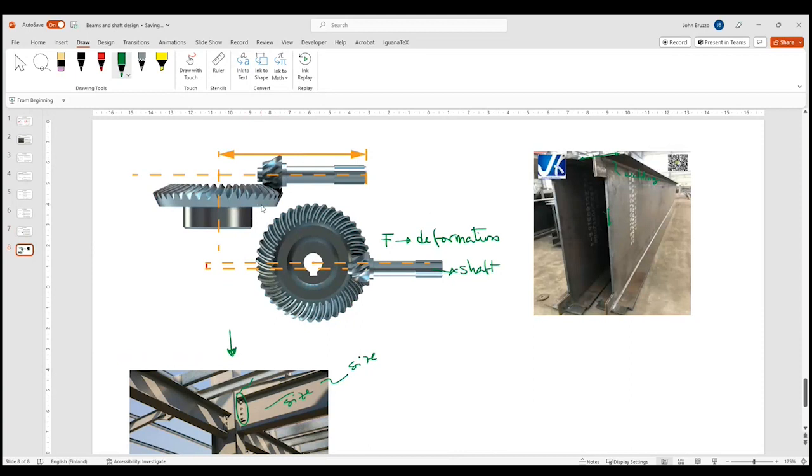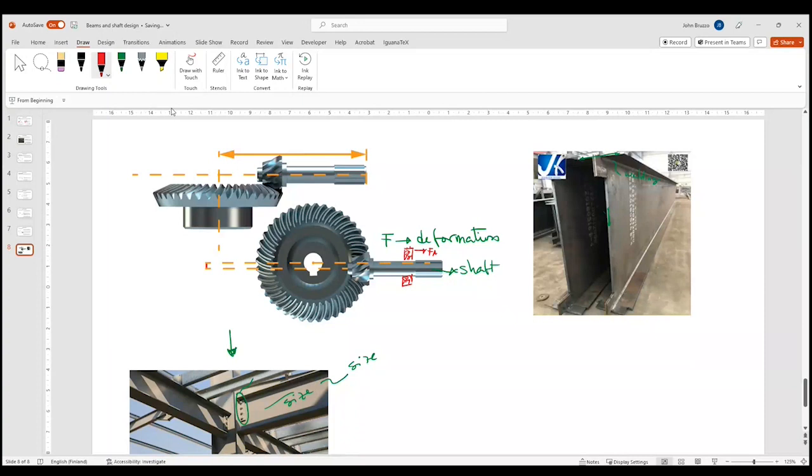And also, we need to be aware that we're going to have elements mounted on this shaft. For example, let's consider a bearing, and that bearing is going to have some kind of tolerances to the actual force applied to them.